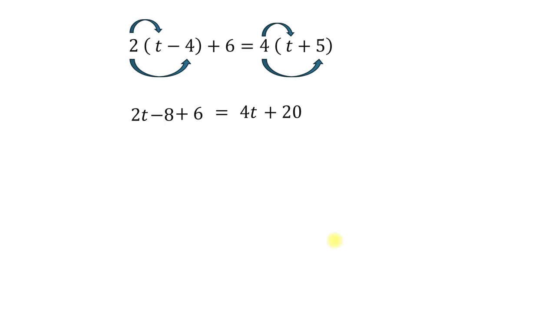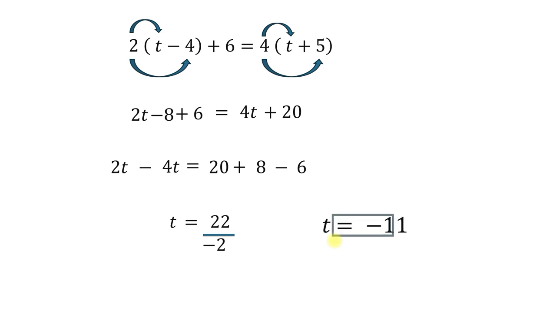Once again, we'll gather all of the variables on the left-hand side and put the numbers on the right-hand side. With the variables on the left-hand side, we have 2t minus 4t. All the numbers on the right-hand side become 20 plus 8 minus 6. We simplify further. Negative 2 times t equals 22. t by itself therefore becomes 22 divided by negative 2, for a final answer for t of negative 11.